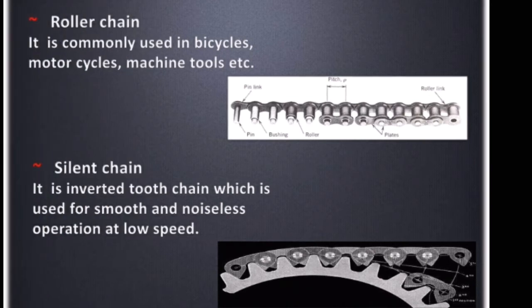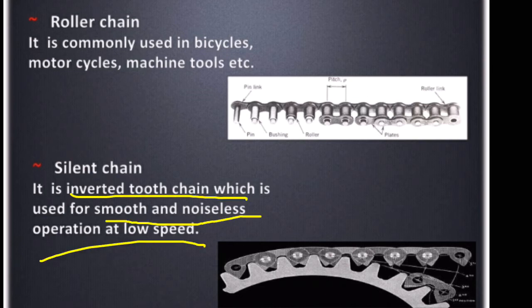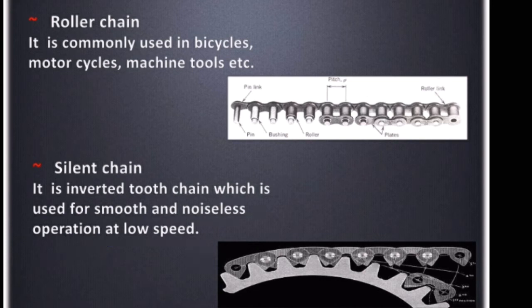And next we are going to discuss the types of chains. Generally, from an industry point of view, we discuss two major types of chains. The first one is the roller chain. It is the most commonly used in bicycles, motorcycles, as well as machine tools, etc. The second one is the silent chain. It is an inverted tooth chain which is used for smooth and noiseless operation at low speed. So these are the two major types of chains.